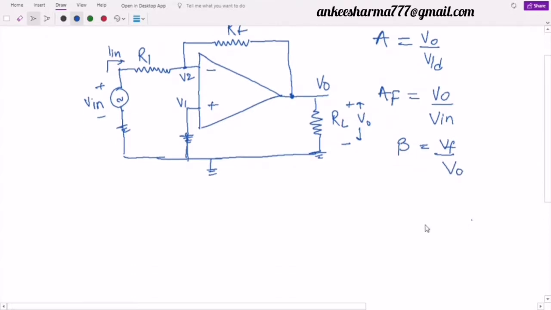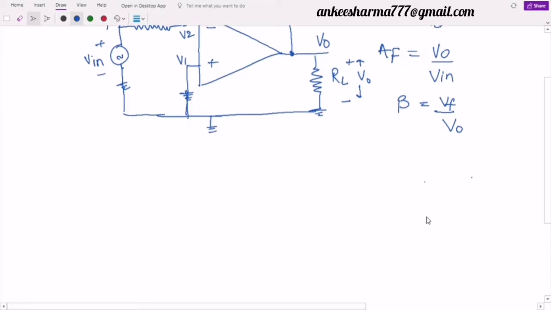I will start with the closed loop voltage gain, or simply the gain with feedback. So first I will derive the closed loop voltage gain.